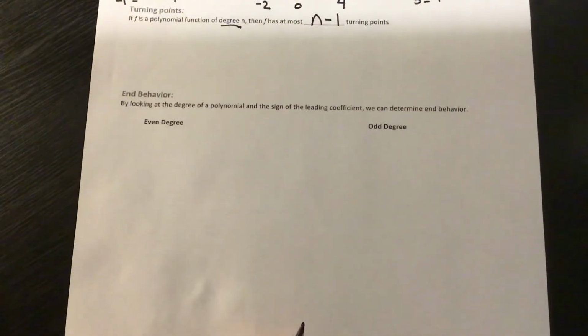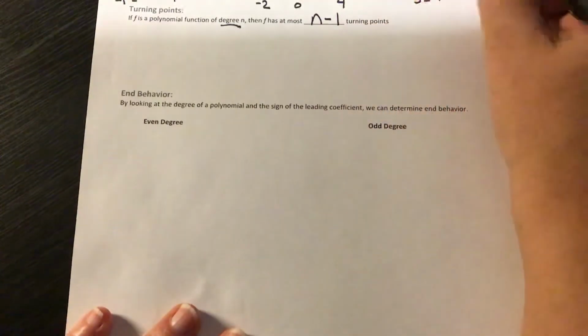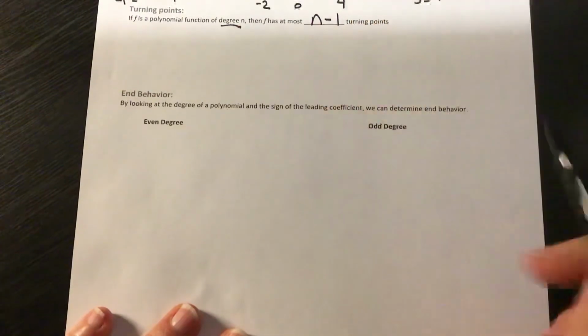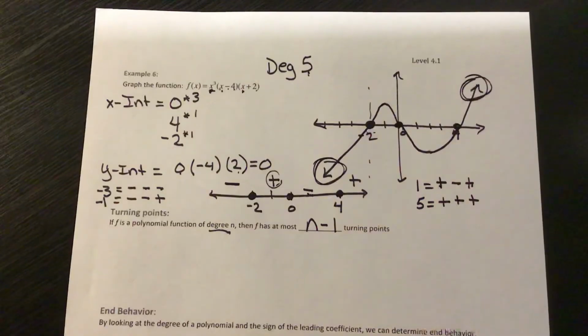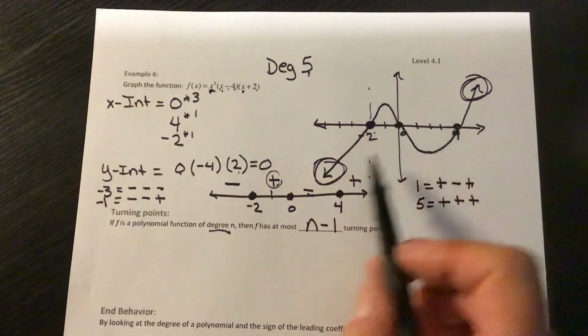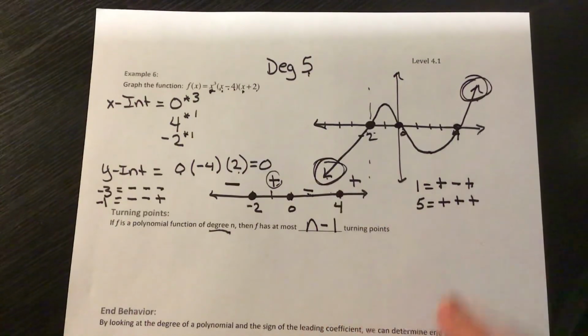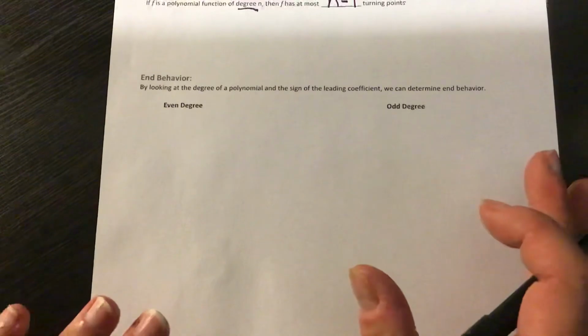Then the last thing we're going to talk about is end behavior. End behavior means what happens at the ends of the graph, okay? We don't know what's happening in the middle, but the end behavior we can also look at by the degrees.